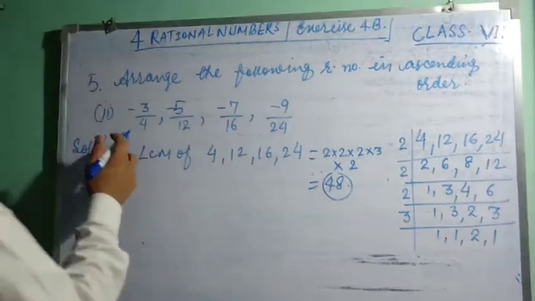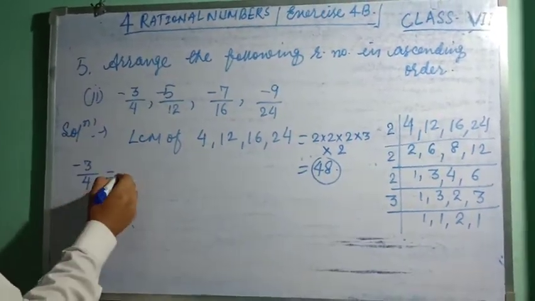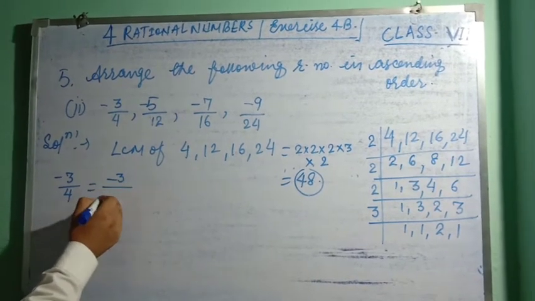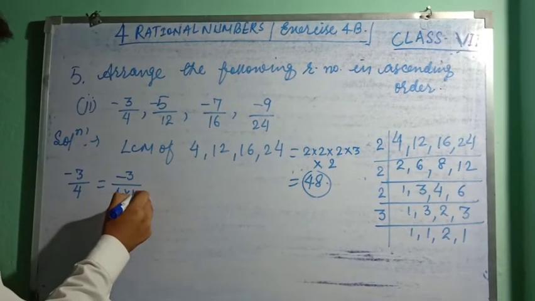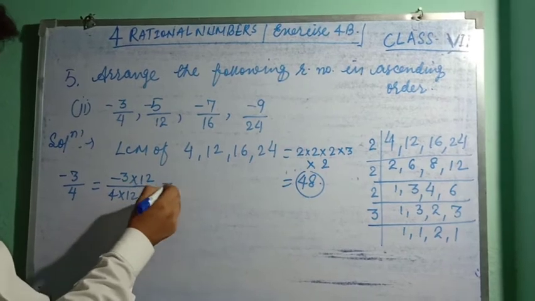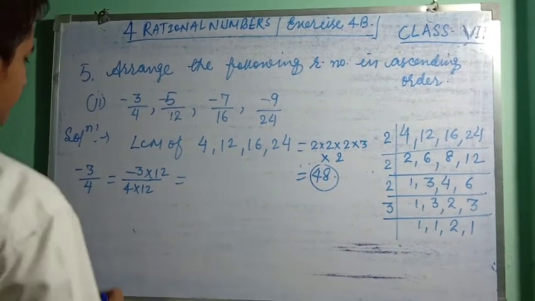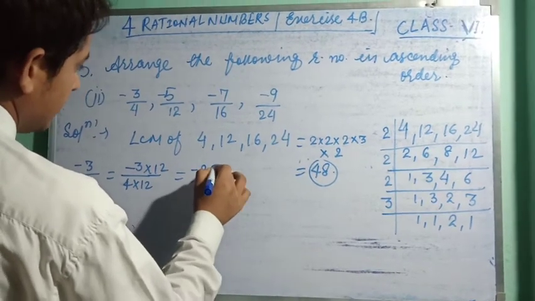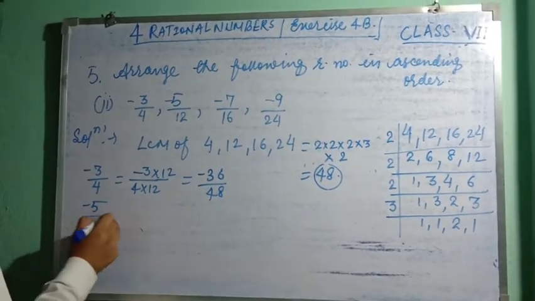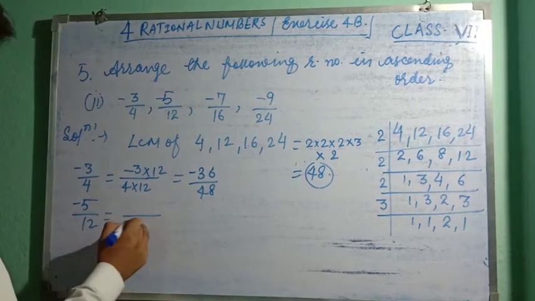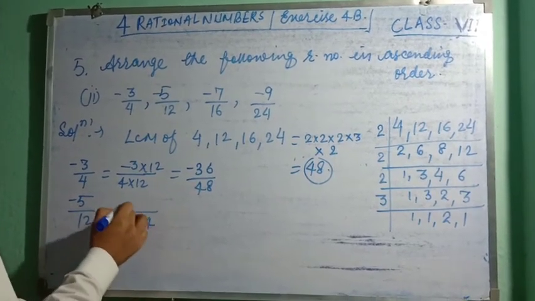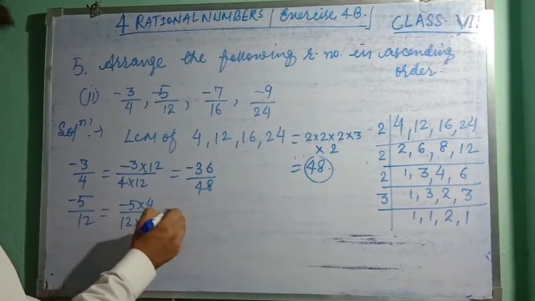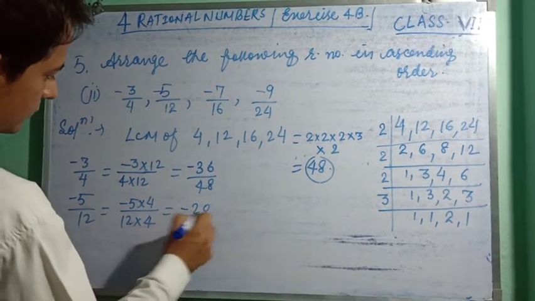Now see, minus 3 by 4. What number should 4 be multiplied by? This is 12. Here is also 12, because 12 times 4 is 48. Minus 36 over 48. Now next, for minus 5 by 12, we will do the same. 12 multiplied by 4 becomes 48. Minus 5 also multiplied by 4. This is minus 20 upon 48.